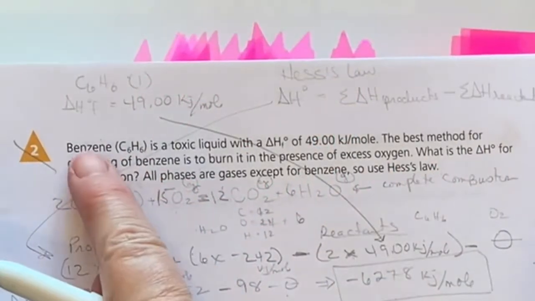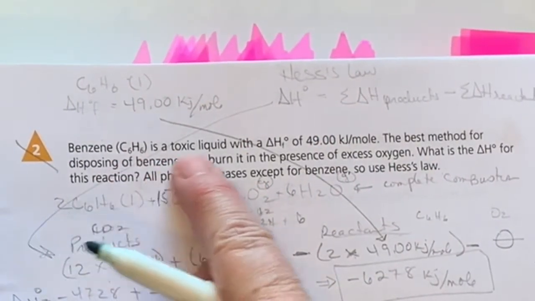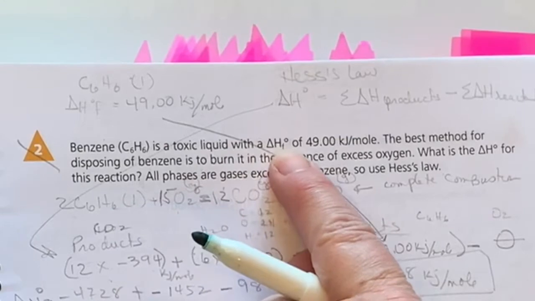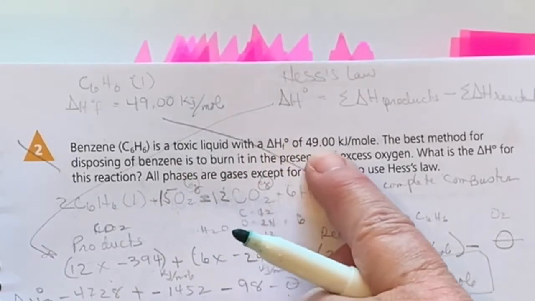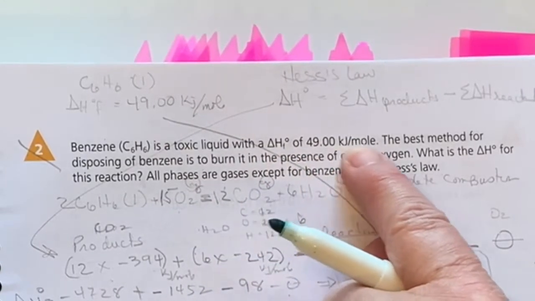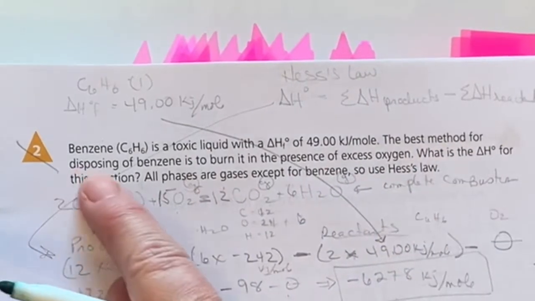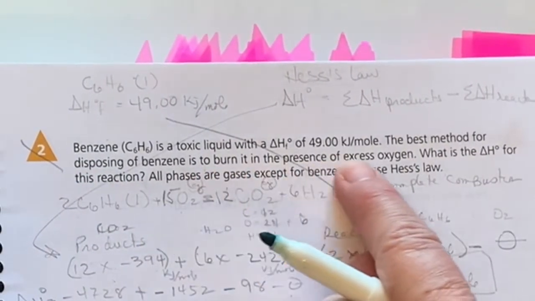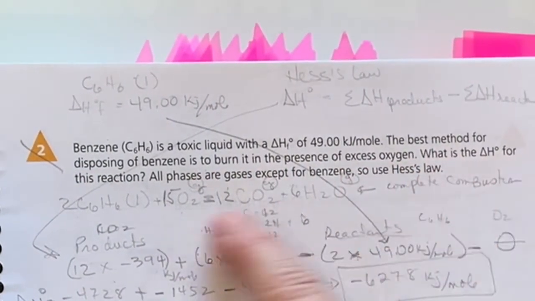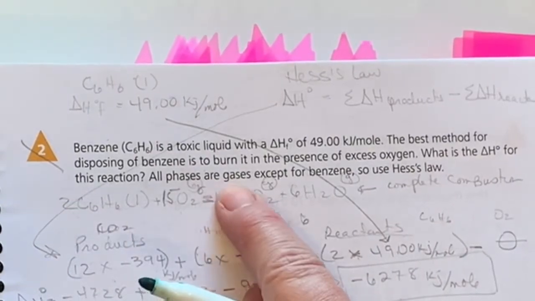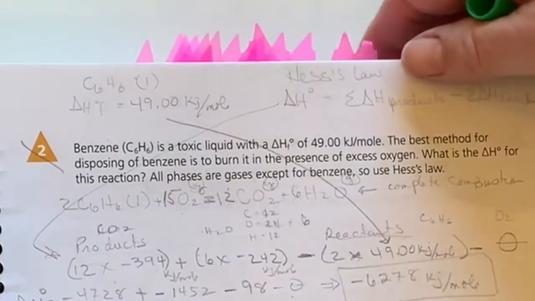Okay, number 2, benzene, C6H6, is a toxic liquid with a delta H of formation of 49 kilojoules per mole. The best method for disposing of benzene is to burn it in the presence of excess oxygen. What is the delta H for this reaction? All phases are gases except for benzene, so use Hess's law.